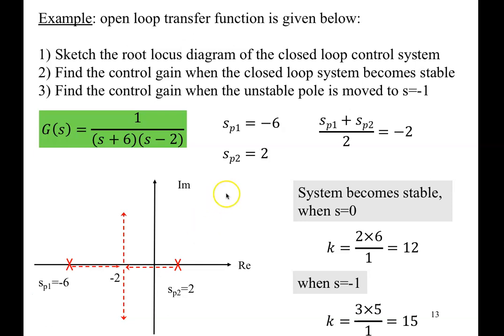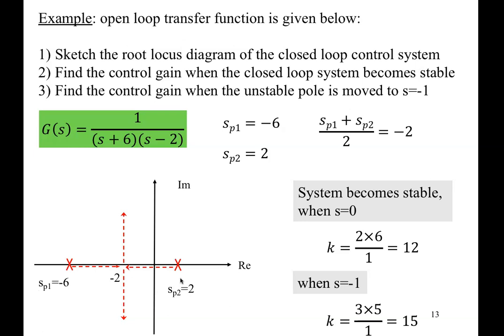Now, in this case, I have two open loop poles. One is 2, one is -6. And the system is, of course, in the open loop, unstable. Okay? Because one pole actually sits on the right-hand side of the imaginary axis. That makes the system unstable.